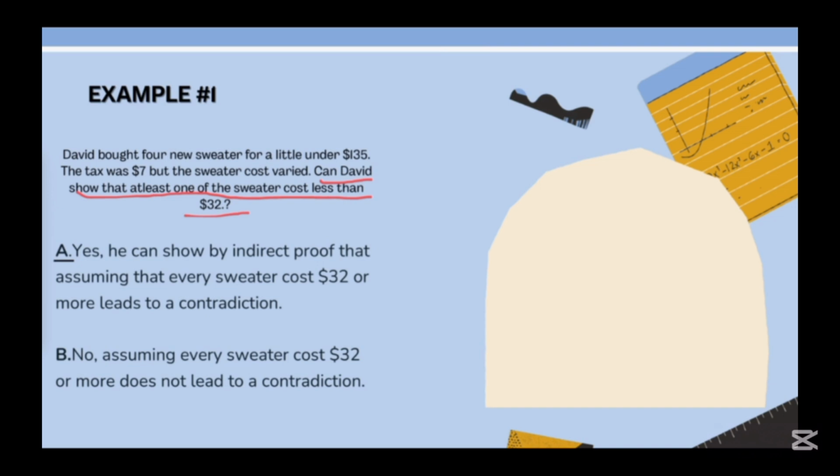Okay, kung mapapansin nyo is, ang answer niya is A. Yes, you can show by indirect proof that assuming that every sweater costs 32 or more leads to contradiction. Because nag-assume tayo na each item is 32. Kung mapapansin nyo is 4 new sweater is 135 euro. So si David is nag-assume na each item or each sweater is cost less than 32. Okay.